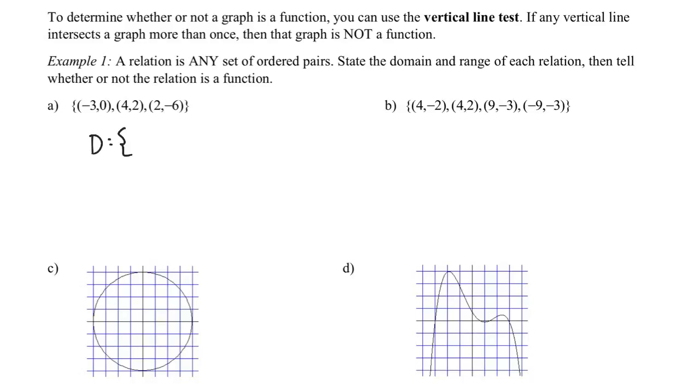And so here the set of x coordinates would be -3, 4, and 2. The range is the set of all y values or second coordinates or output values. And so in this case, that would be 0, 2, and -6. Now, to determine if this is a function or not, we need to look only at the x values and see if there are any that repeat. So I have an x value here of -3, of 4, and of 2, and since each of those are different, this is a function.